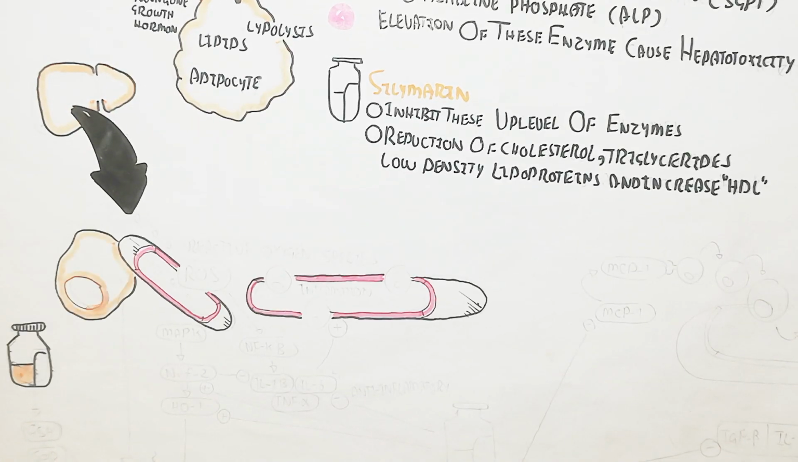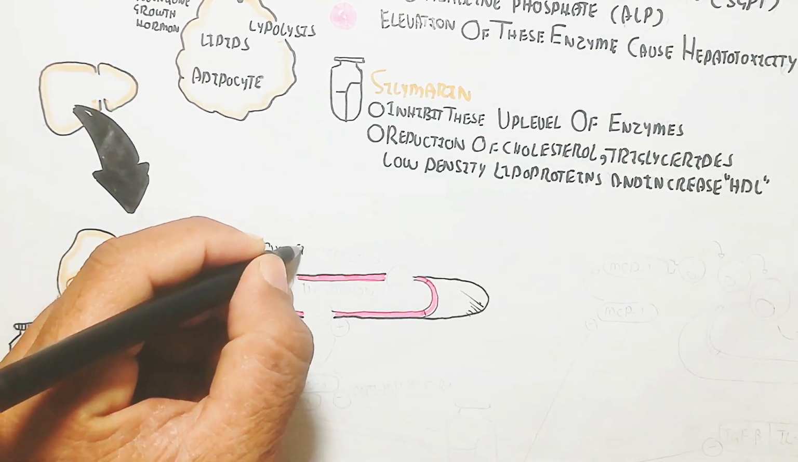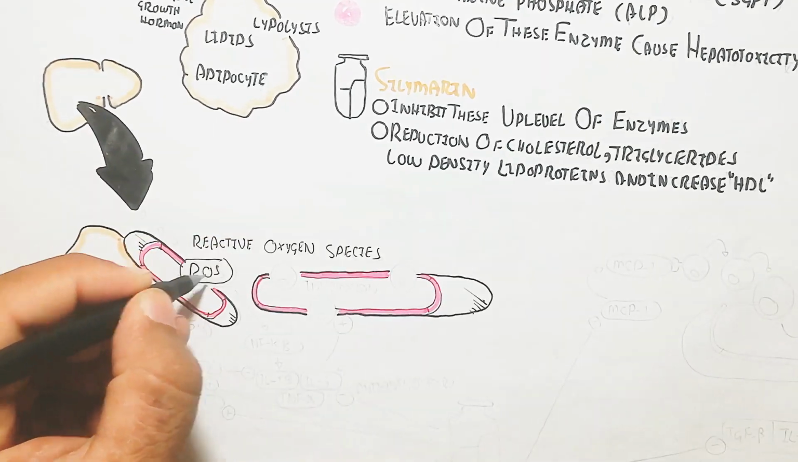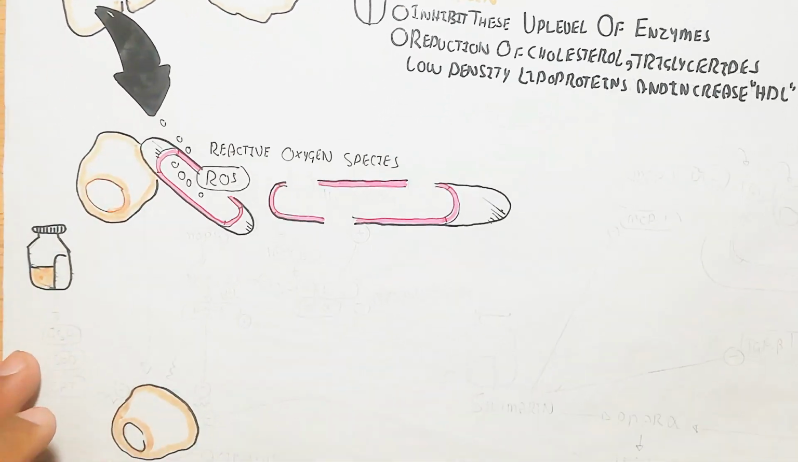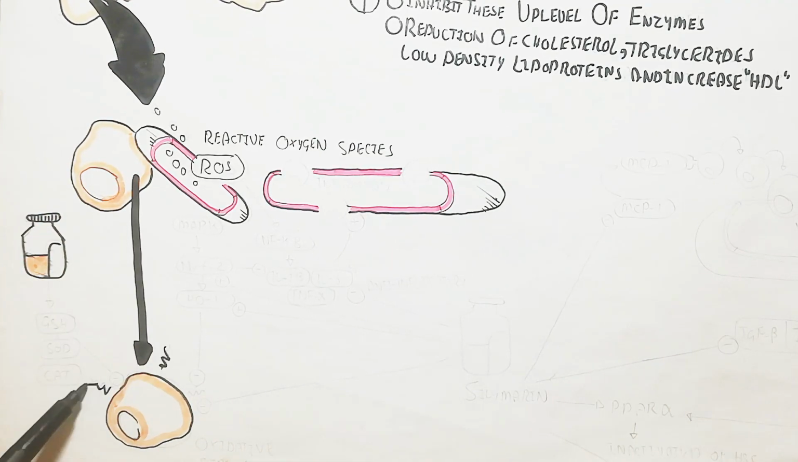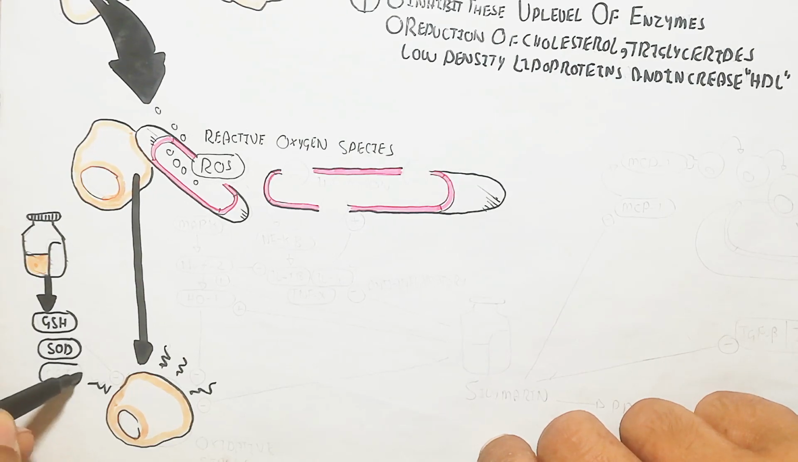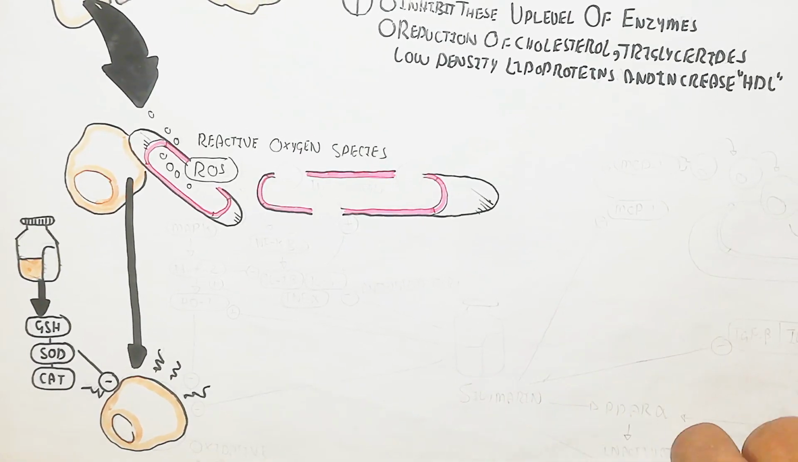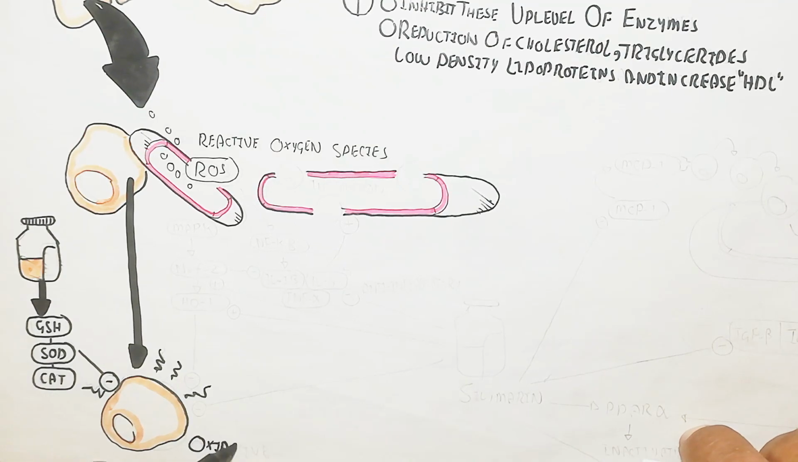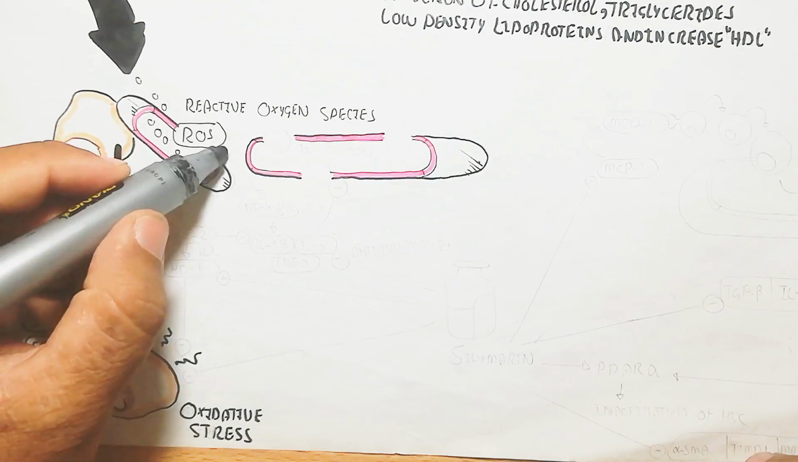Let's understand the mechanism of how silymarin works. This is the hepatocyte we are discussing. It becomes infected and some cytokines are produced due to increased reactive oxygen species from a higher metabolic effect like alcoholism. Reactive oxygen species lead to oxidative stress and progressive inflammation. GSH, SOD and CAT inhibit the inflammation, and this is triggered by silymarin.